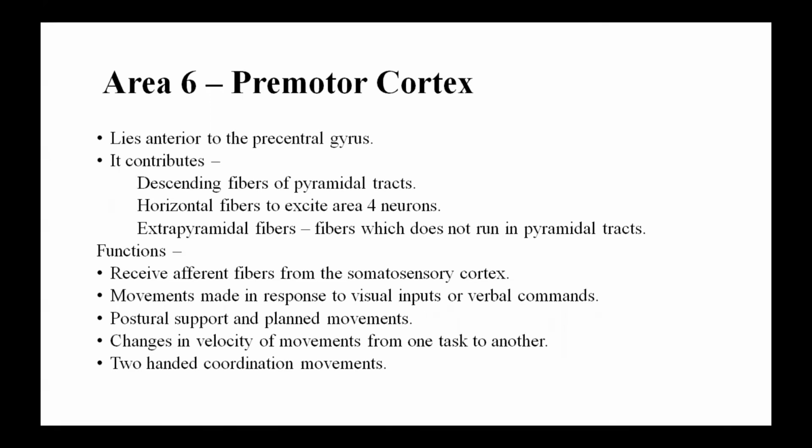As for the function of area 6, it receives afferent fibers from the somatosensory cortex, that is S1 and S2, for the sensory inputs for the movement. It is also responsible for movements made in response to visual input or verbal commands. It is responsible for postural support and planned movements. It is responsible for changing the velocity of movement from one task to another. That is, if we do work, the velocity of movement is smooth. It is also responsible for two-handed coordination movements.